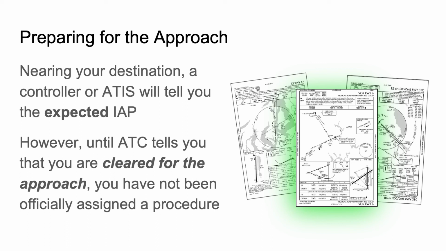Nearing your destination, though, the controller or the ATIS will tell you what to expect for the instrument approach procedure. But until ATC says that you're cleared for the approach, you have not been cleared for the procedure, and so you can't descend to any of the altitudes or take any of the courses until you've been cleared for the approach.